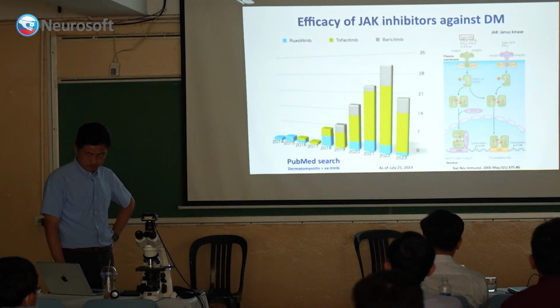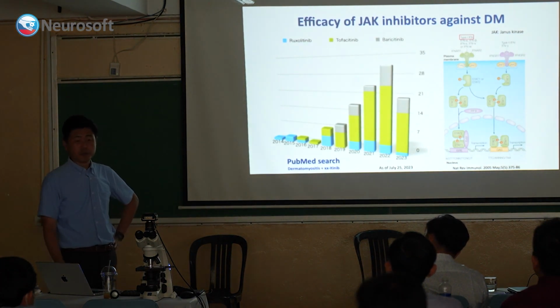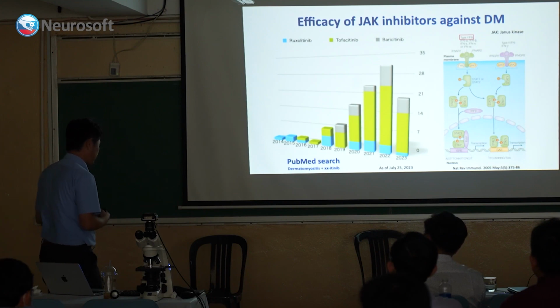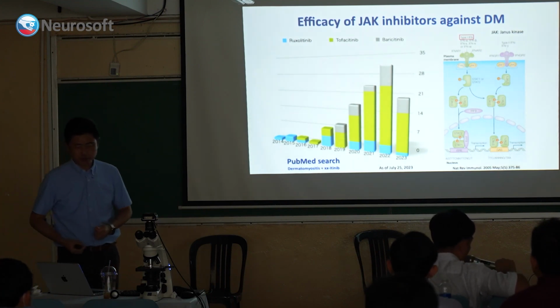And all of these papers report the efficacy of JAK inhibitors in refractory dermatomyositis. Refractory: dermatomyositis refractory to steroids or whatever usual therapies.